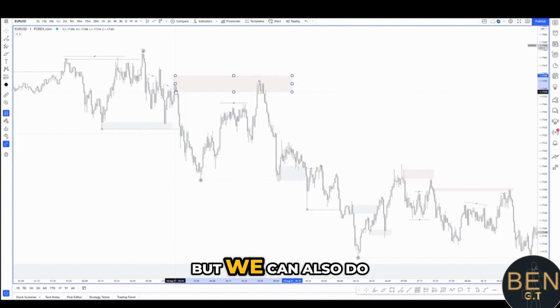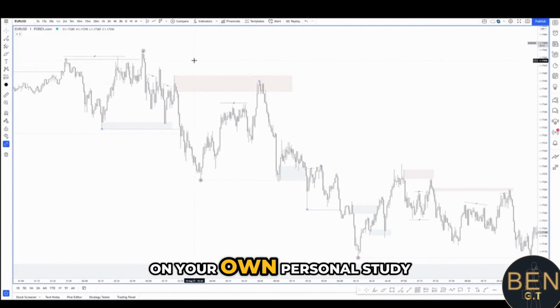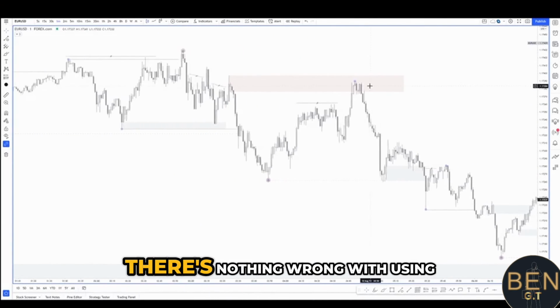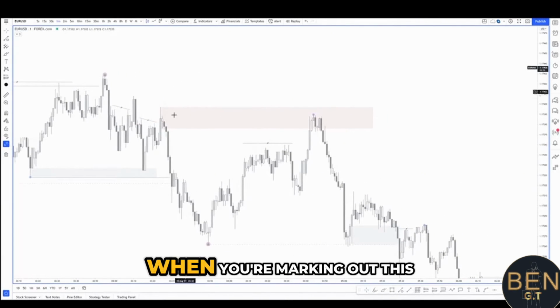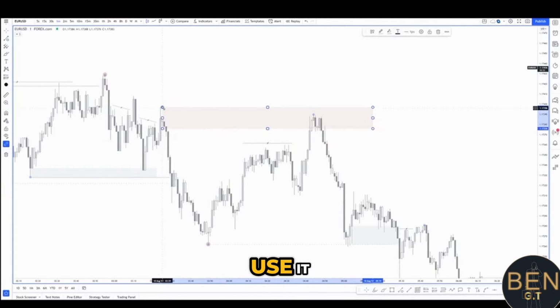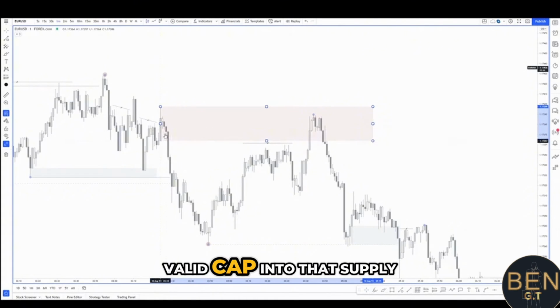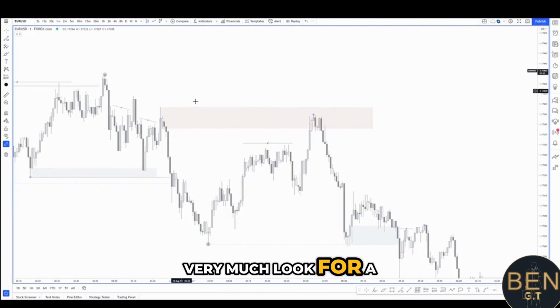But what we can also do is we can refine it to this top wick, or we can refine it to this inside bar, or the inside bar plus the wick. This is where refinements on your own personal study will come into play. There is nothing wrong with using any of those methods that I just described when you're marking out this particular supply zone. And as you can see, regardless of the way you use it, this ends up being a valid tap into that supply zone that we could very much look for a particular trade.